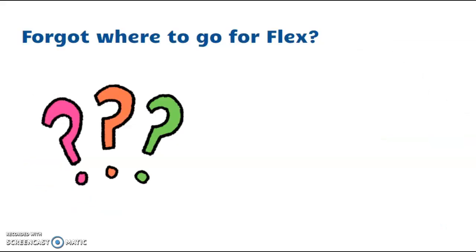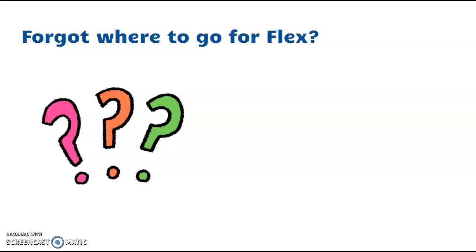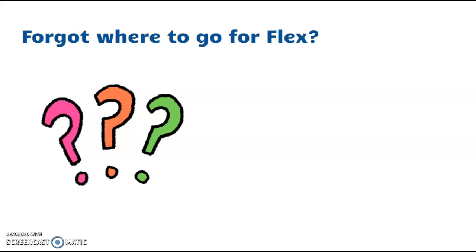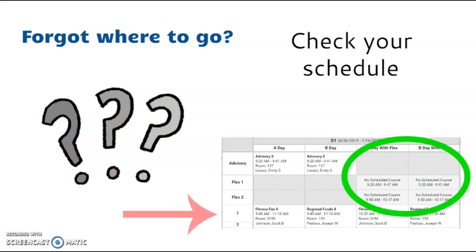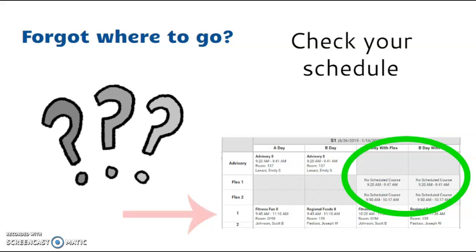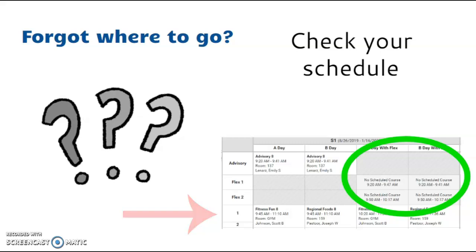Now, let's say you do get all signed up, but then you forget where to go or who you signed up with, and you need to know where to go to find that. So what you're going to do is you're going to log back into Campus if you've logged out, and you're going to pull up your schedule. So it should say once you're signed up or the teacher requested you, it will list on your schedule in Infinite Campus where to go.